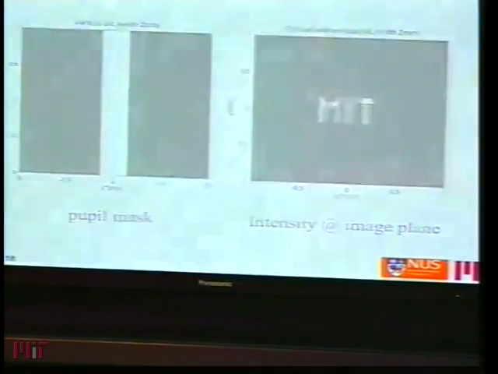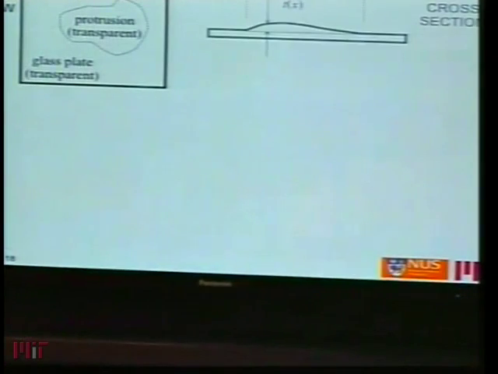Okay, and then probably one of the most important applications of pupil filters is in phase imaging. So this leads on to Zernike phase contrast, which Zernike got the Nobel Prize for. It's quite interesting. It was a long time after he invented it, though, I believe.